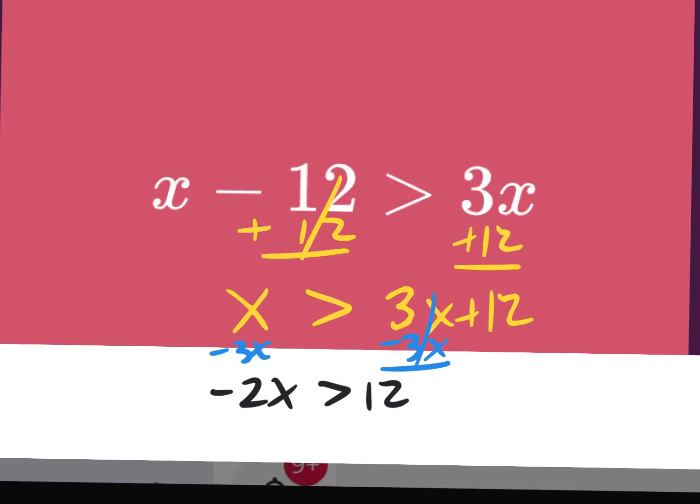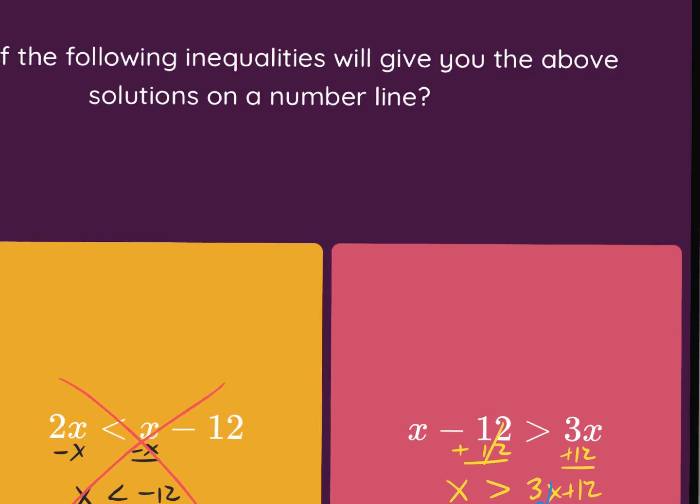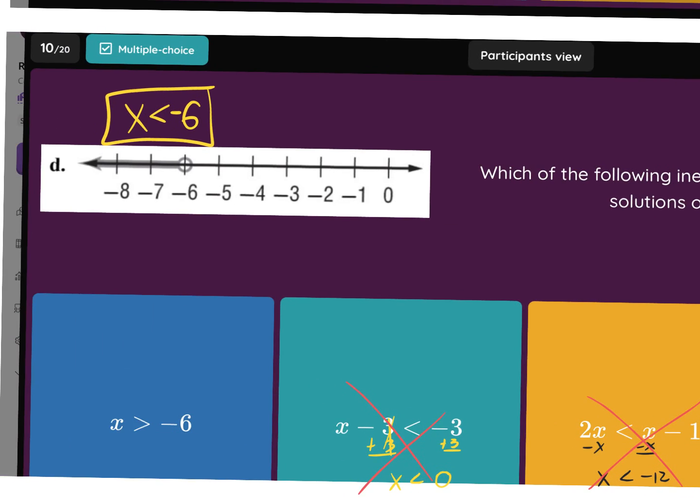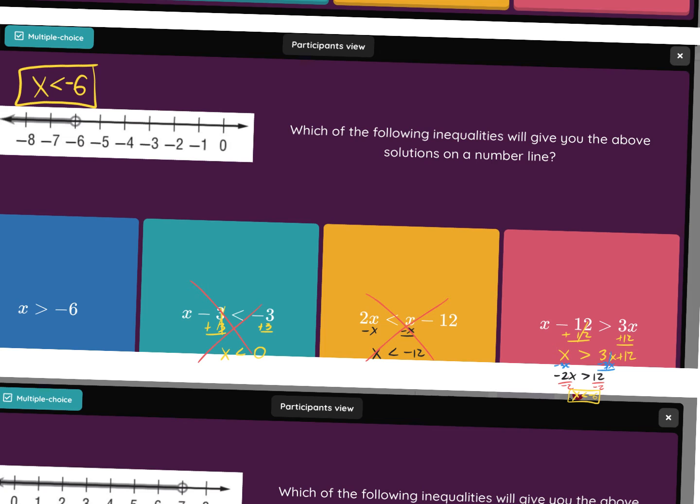And now for my final step, what do? Divide by negative 2. Now we are dividing by a negative. So what's my answer going to be? X is what? Less than negative 6. X is less than negative 6. And I believe that's what we're looking for. Yep, x is less than negative 6. So that was the most challenging one. That was the last option. And that is the correct answer. Right here, this option right here. Okay.